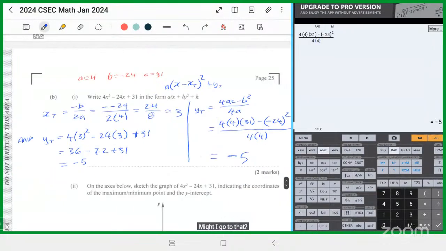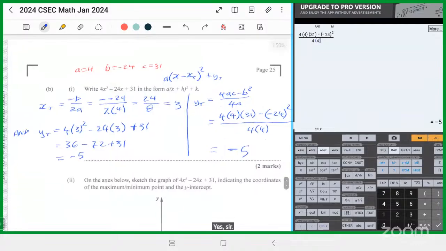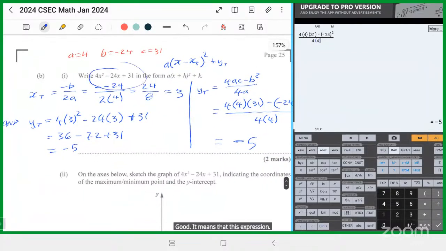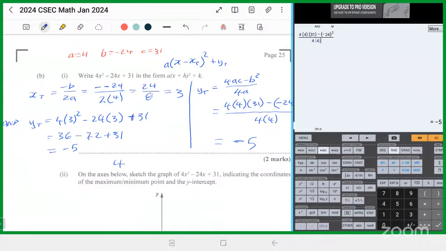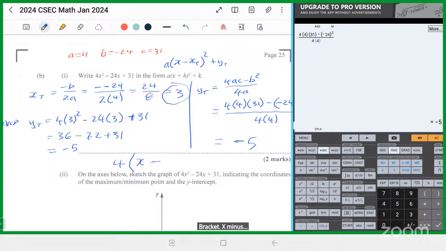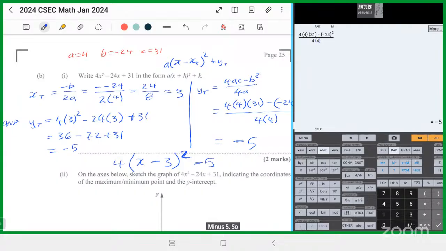Yes, sir. It means that this expression written in this vertex form, where we're using this xt format up here, will be the a, which is 4. I'm just writing it under here. Bracket, x minus, and the xt is 3. Don't forget to put on the square. And the plus yt is negative 5. Minus 5. So this is what I'm putting in the box as the answer for this question.